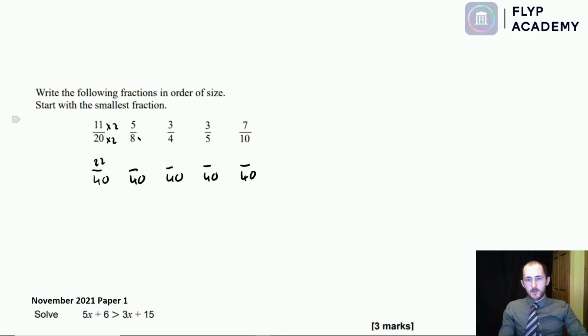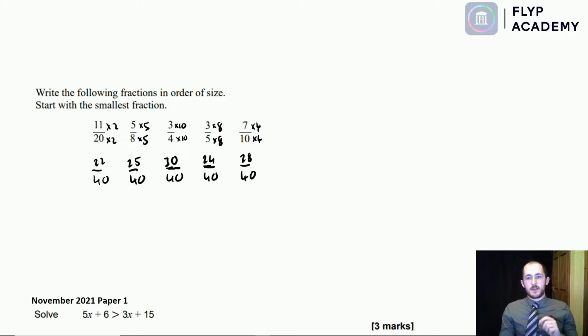What do I times 8 by? Well, I times it by 5, so I need to times the top by 5, that gives me 25 over 40. Times 4 by, well, I times it by 10, so I times the top by 10. Gives me 30 over 40. And here, what do I times it by? I times it by 8, so I times the top by 8, which is 24. What do I times 10 by? I times it by 4, so I times the top by 4. And that gives me 28 over 40.